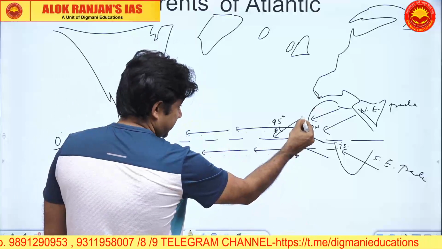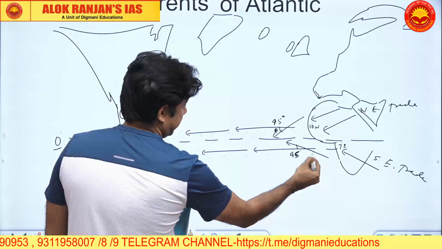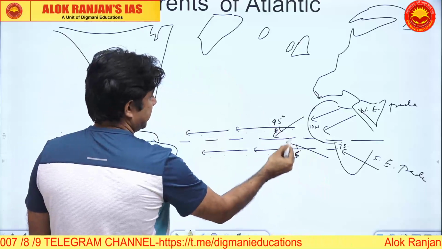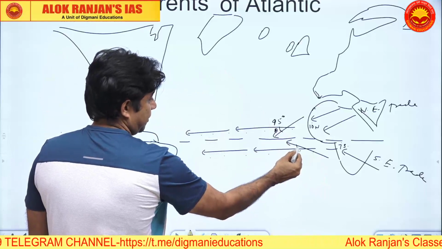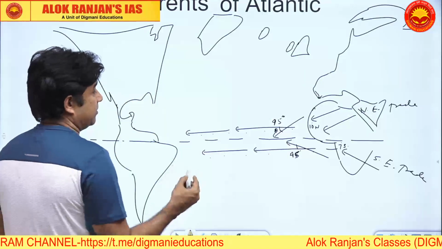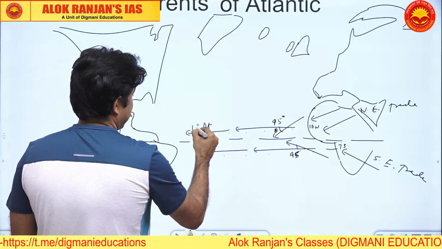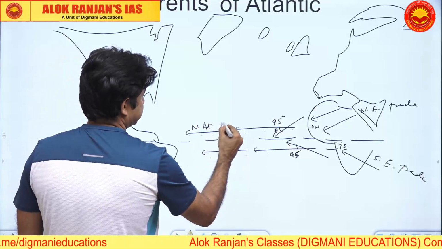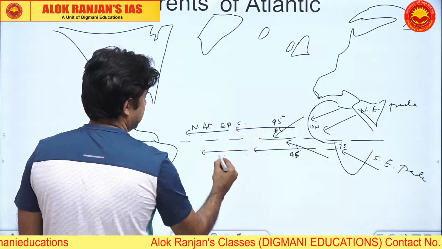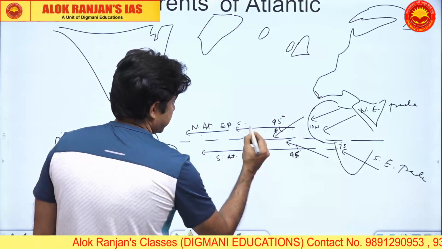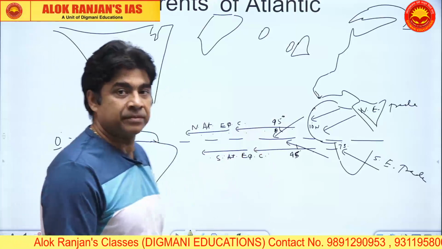And this is how the northeasterly trades and the southeasterly trades are converging, and look at the 45-degree deviation of the currents. Now these two currents will be named. This is called North Atlantic Equatorial Current and South Atlantic Equatorial Current.